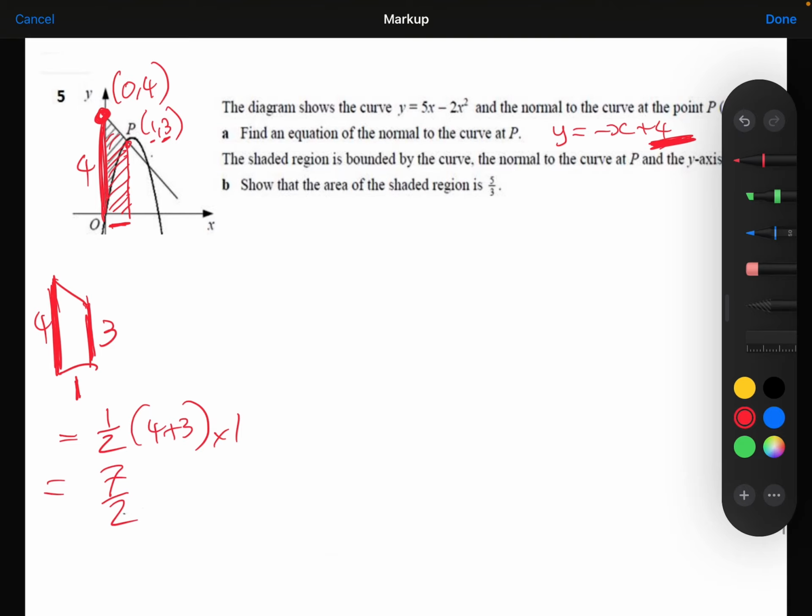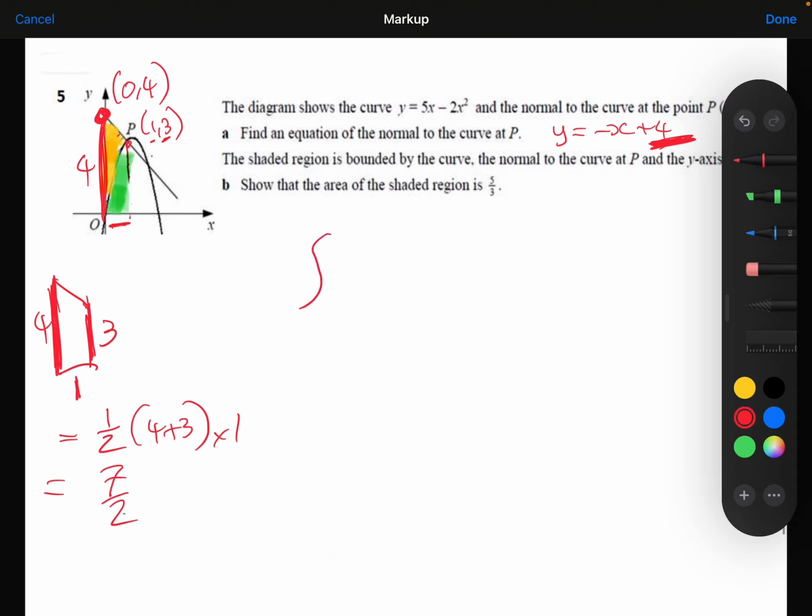But I didn't want the whole trapezium. I don't want to include this green part. I only want the bit above that. So I only want to actually work out this region here. Which means that I need to take away the area underneath the curve. Which is fine because I can work that out by integrating.